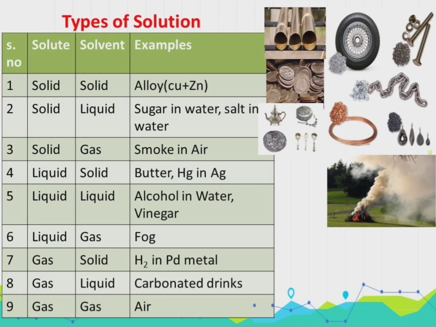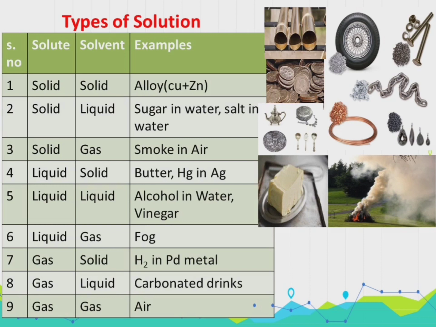The fourth type of solution is the liquid-solid type, where the solute is liquid and the solvent is solid in nature. An example for this is mercury, which is a liquid, dissolved in solid silver. In the fifth one, both solute and solvent are liquid in nature, and a very common example is vinegar, in which acetic acid, a liquid, is dissolved in water. Another example may be alcohol dissolved in water. So we can say that a liquid can be dissolved in a liquid and they can make a solution.